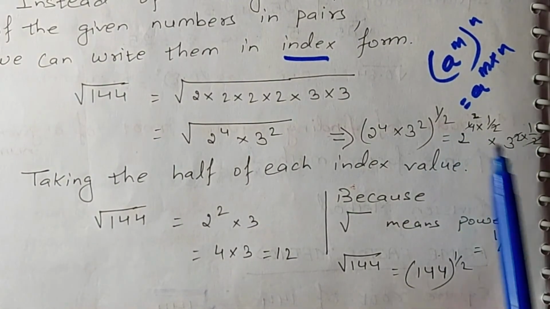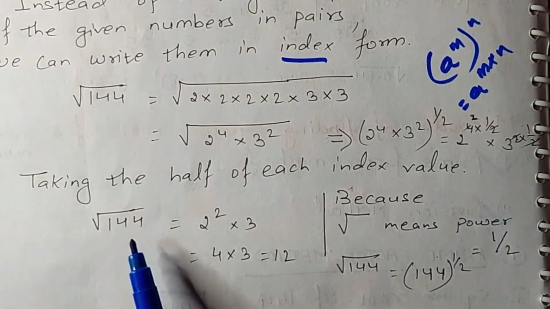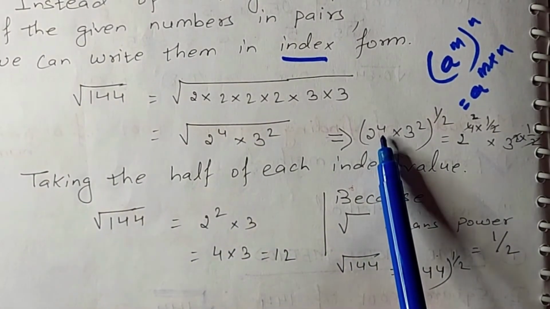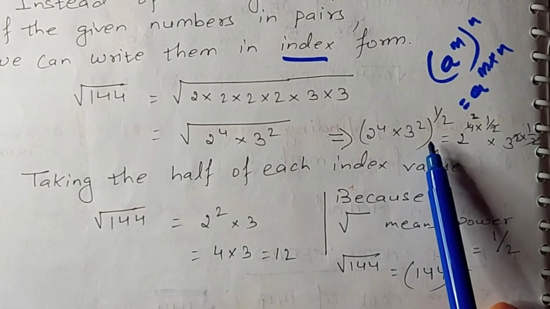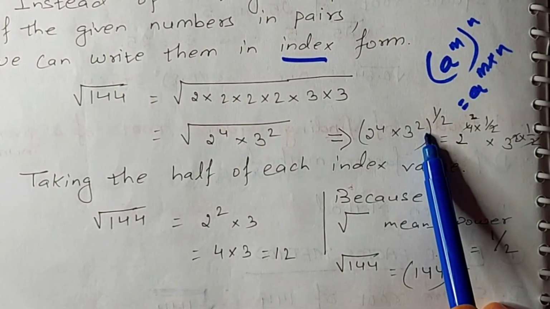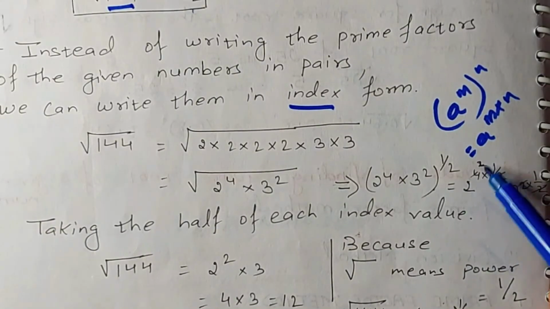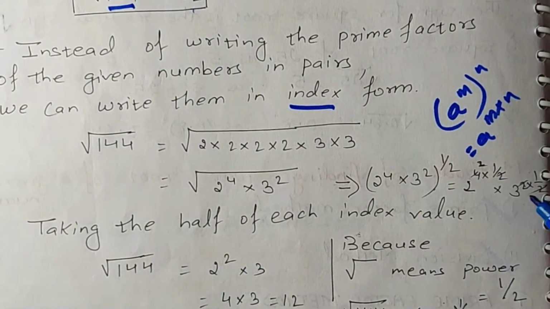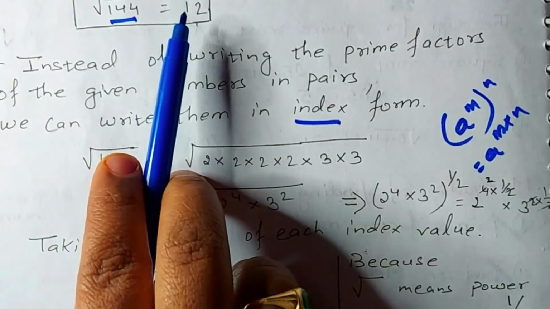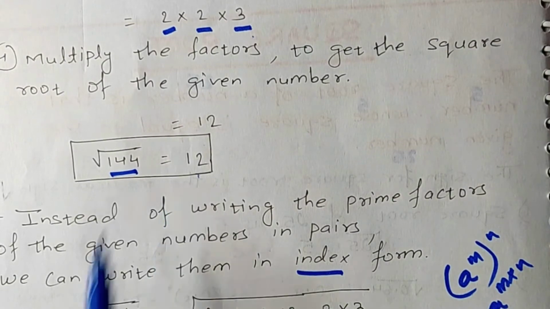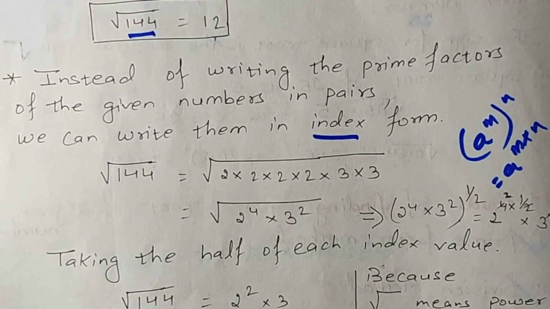So 2 to the 4 and 2 to cancel here. We also take half of each index value, that is 4, its half is 2, and 3 power 2, its half is 1. So here what is left? 2 square, that is 4, and 3 here. So 4 into 3, 12. Same value we got here. Square root of 144, 12.